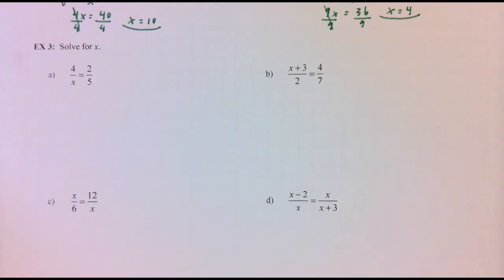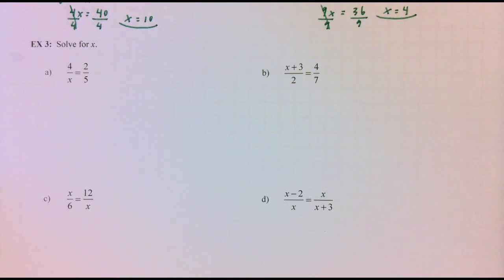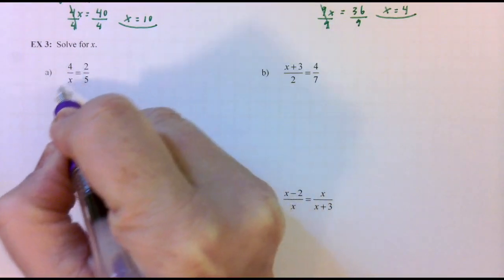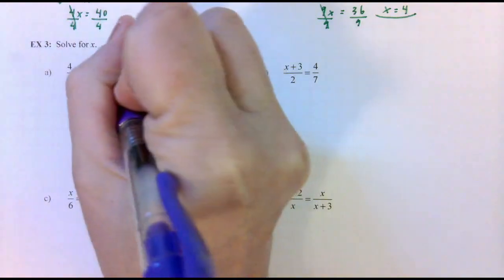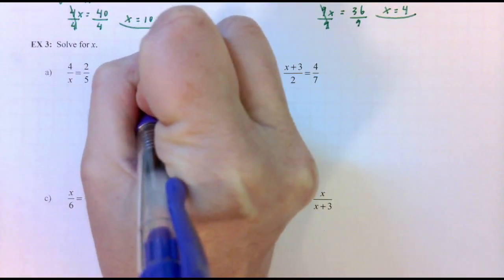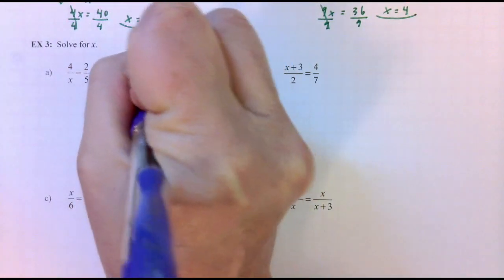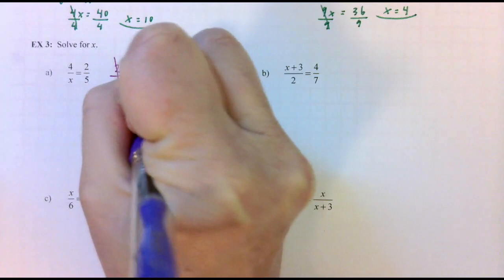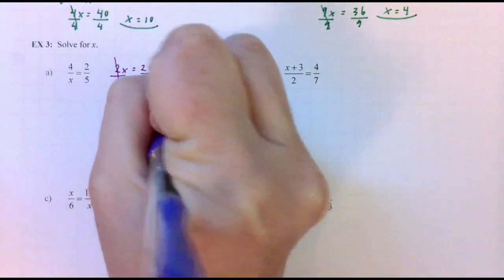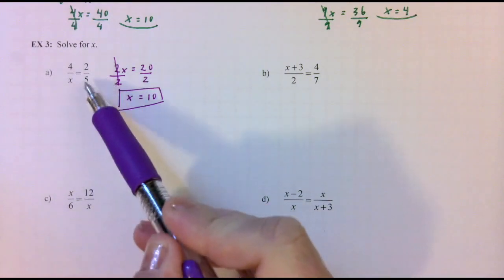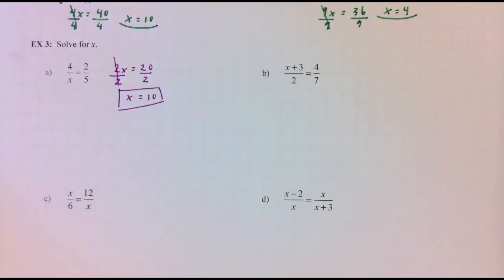All right, next up, I'm just giving you a bunch of proportions and saying, can you solve for x? The first one here, I have 4 to x equals 2 to 5. So if I cross multiply here, I would say that 2x equals 4 times 5. So 2x equals 20. And then from here, I would divide by 2 and get that x equals 10. And if I look at it back, is 4 to 10 the same as 2 to 5? Yes, it is.